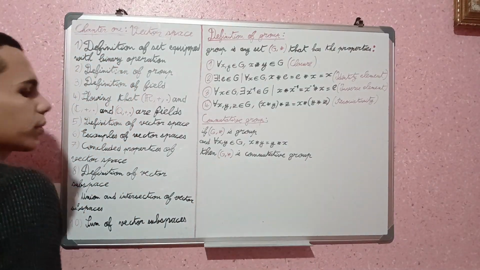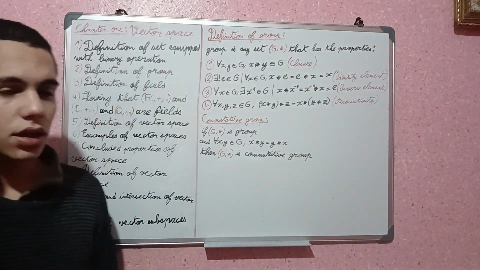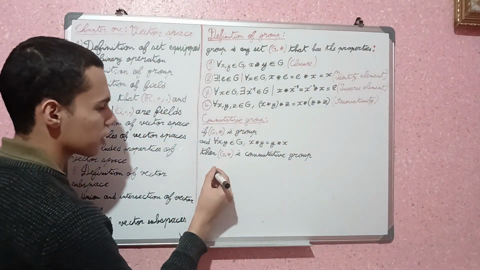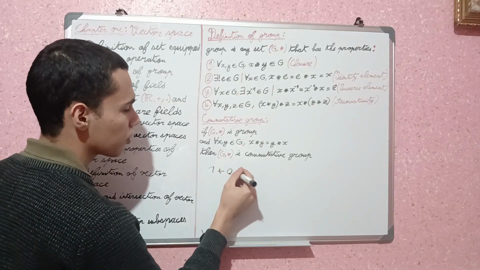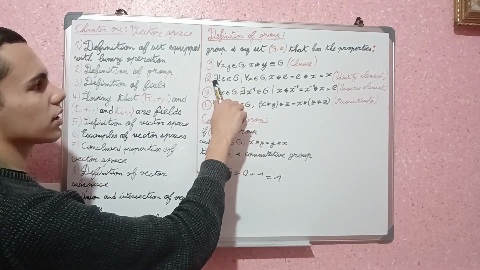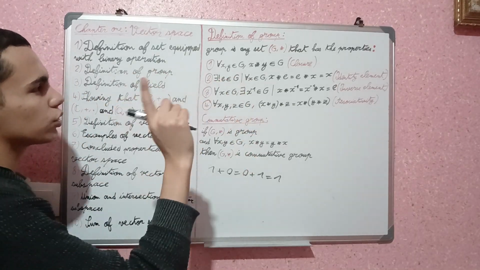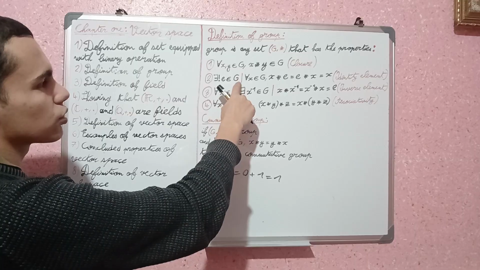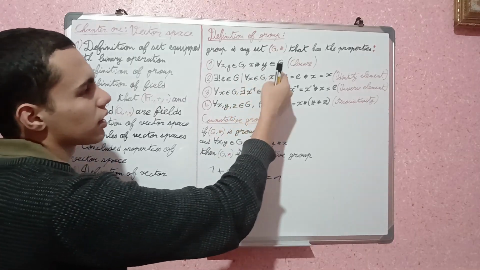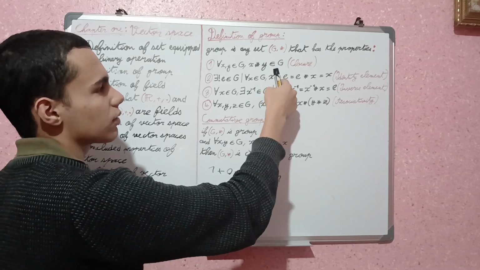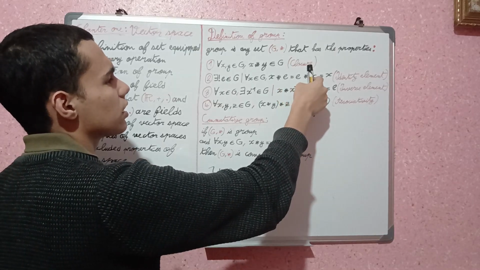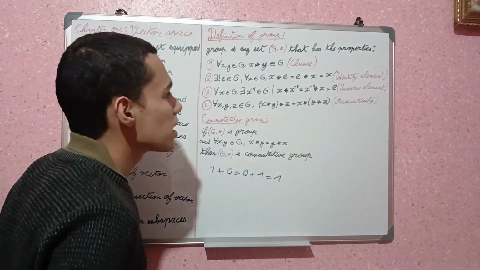And the second property is an identity element. For example, in the real numbers, we have 1 plus 0 equals 0 plus 1, and it gives you 1. So for G, there is a unique e belonging to G such that for all x belonging to G, x star e equals e star x equals x.